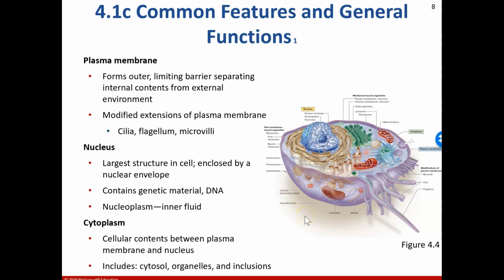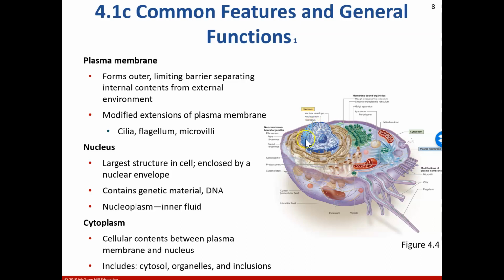We do have some modified extensions here, such as cilia, which we saw in those electron microscope images, and also a flagellum, which would be longer here and gives motility to certain cells. And then we have microvilli, which you see over here, and microvilli really help with absorption and increasing surface area.